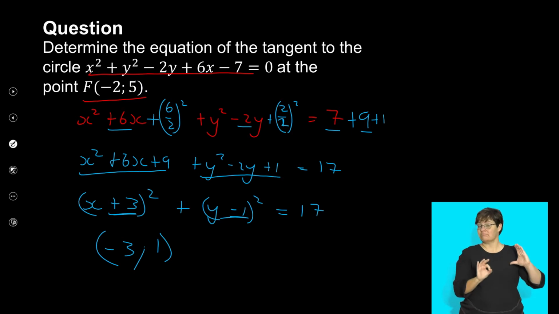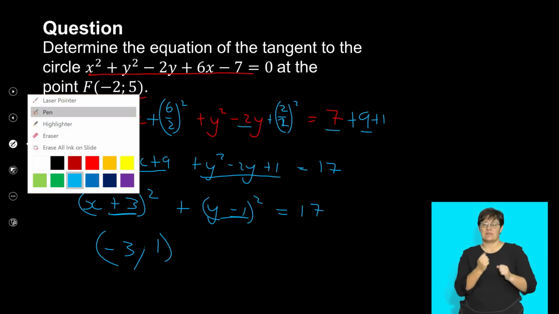And this is excellent because now that I have the center of the circle, minus 3 and 1, I can work out the gradient of my radius. So I'm just going to erase everything on my board so that I have a little bit more space to work with. I'm going to remember the center of my circle, minus 3 and 1.